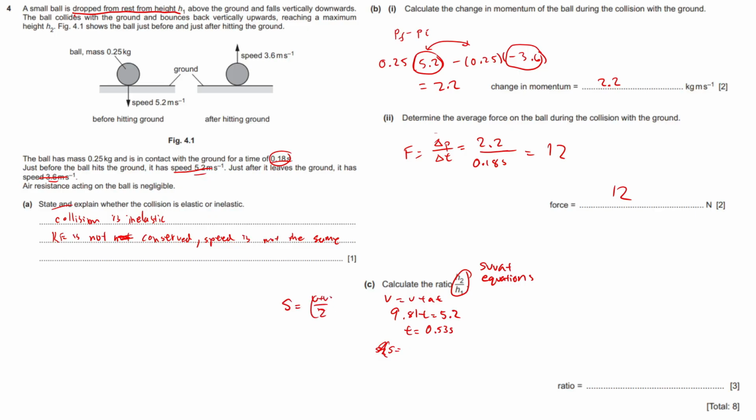And then we'll use the displacement formula. s is equal to (u plus v) over 2 multiplied by t. So it's going to be 5.2 divided by 2 multiplied by 0.53, and then s is going to be equal to 1.37, which is going to be H1. And we do a similar thing for H2.